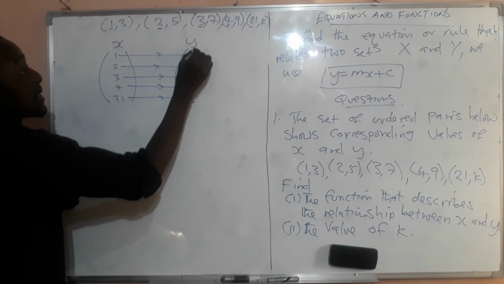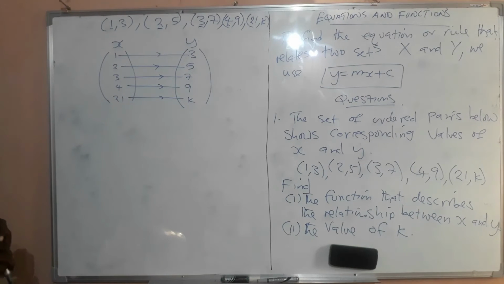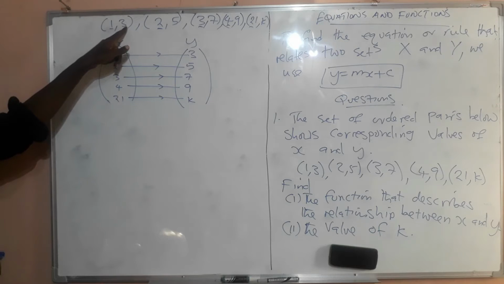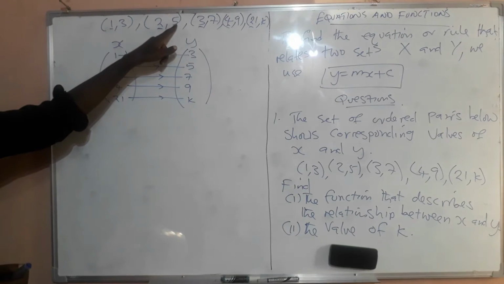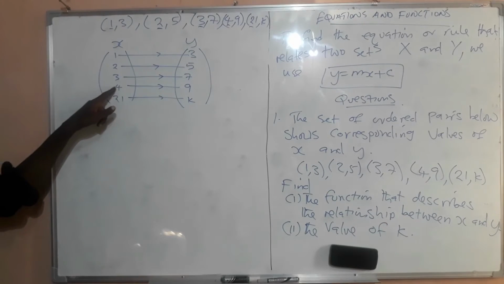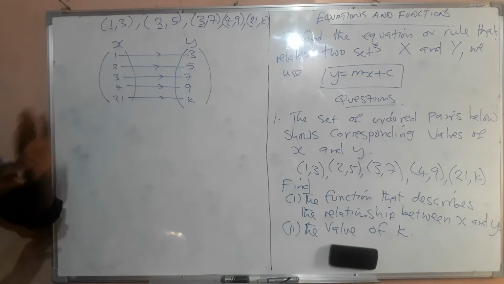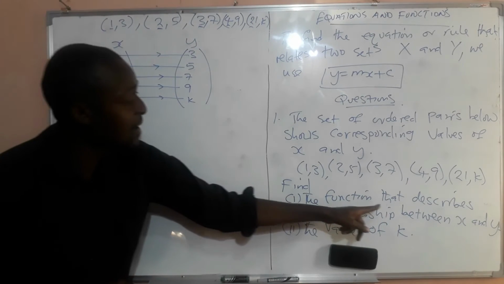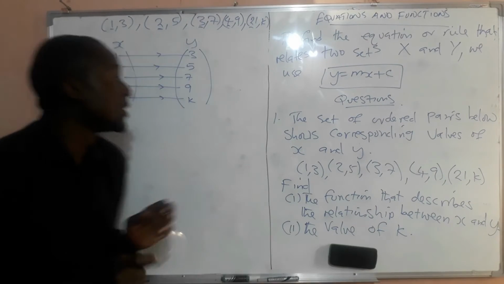Okay, we have this arrow diagram here. I've just drawn it so that we can understand that 1 is mapped onto 3, 2 is mapped onto 5, 3 is mapped onto 7, 4 is mapped onto 9, just like we have here. We are pairing them. We have this relation here. And the first question says, find the function that describes the relationship.